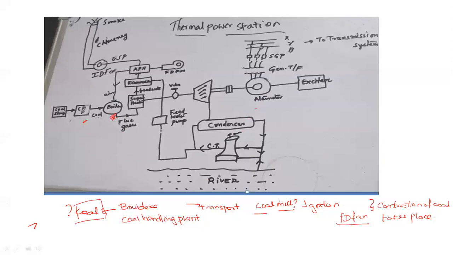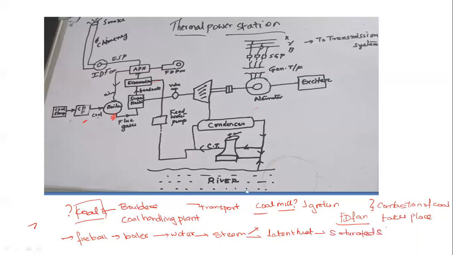In the boiler, on the sides you will find the water wall tubes, in which water will be circulating. So when the fireball is formed in the middle of the boiler, the heat is transferred to the water flowing in the water wall tubes, which turns into steam, first wet steam, then saturated steam and superheated steam. This is the combination of the coal plant and the boiler.